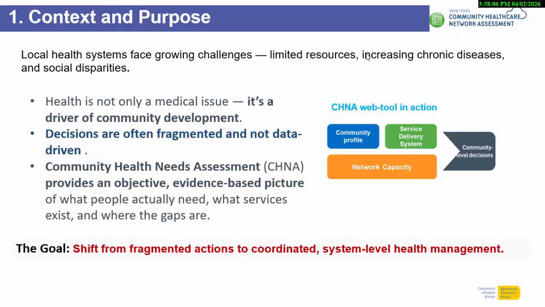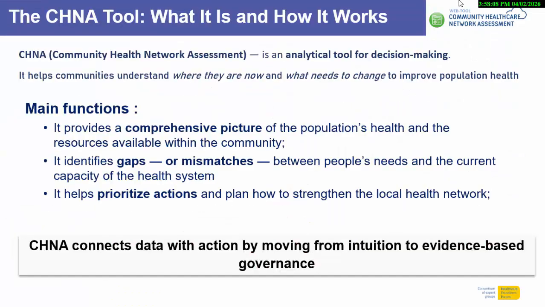Next slide, please. Let me briefly show how this approach works in practice. Very briefly, this tool helps transform fragmented data into actionable insights. It provides a comprehensive picture of population health and available resources. At the same time, it identifies gaps between needs and system capacity, and it supports prioritization in evidence-based planning. In simple terms, CHNA helps to move from intuition to evidence-based decision-making.